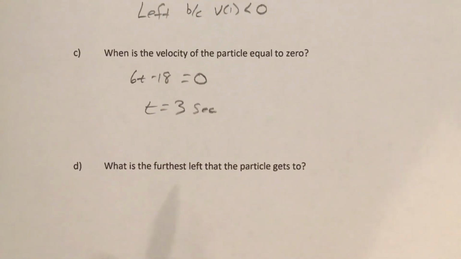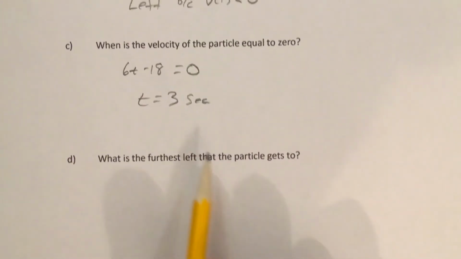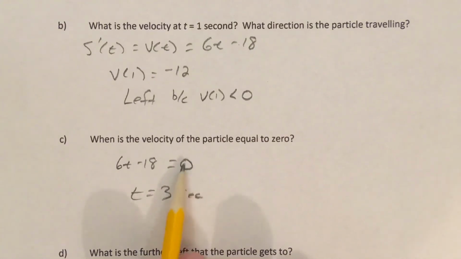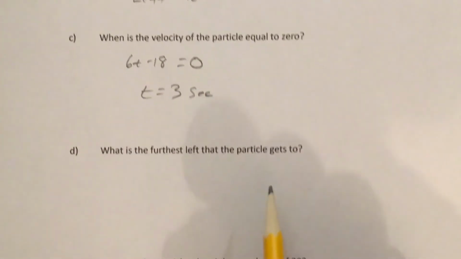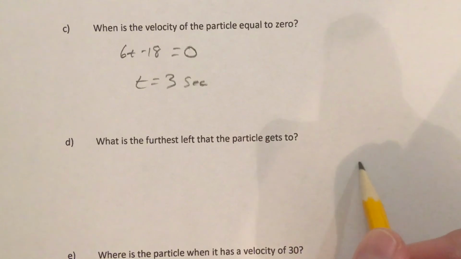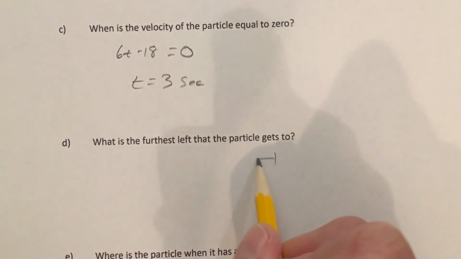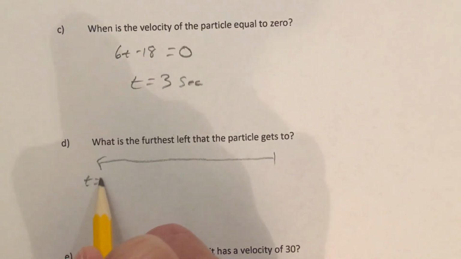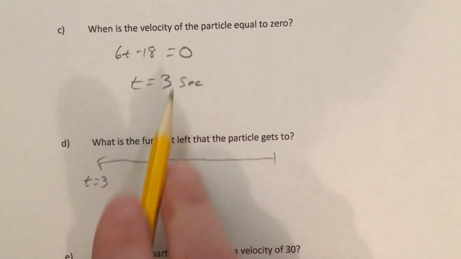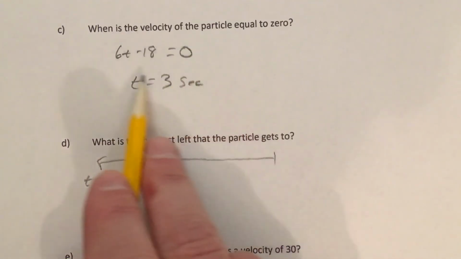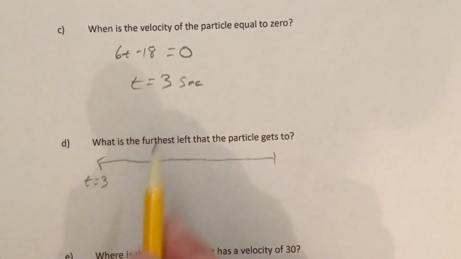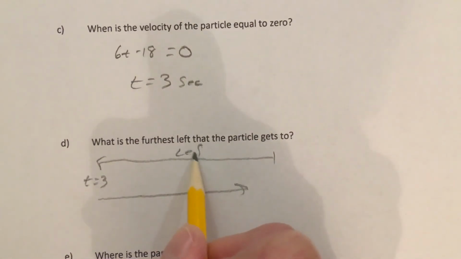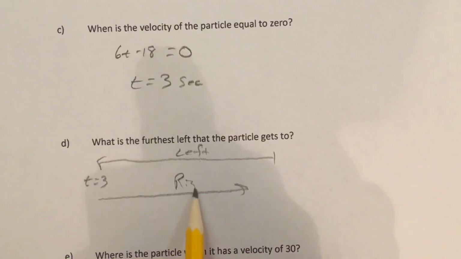So now the question here says, what is the furthest left that the particle gets to? Now, again, we just said that at 1 second, we're moving to the left. And we don't hit 0 for our velocity until 3. So what that means is we've started somewhere on the right, and we are moving to the left. We're moving to the left, all the way until t equals 3. That's when our velocity equals 0. And then after 3 seconds, if you put 4, 5, 6, you get positive velocities here. That means now, afterwards, we're moving back to the right. So we were moving to the left before 3, and now we're moving to the right afterwards.